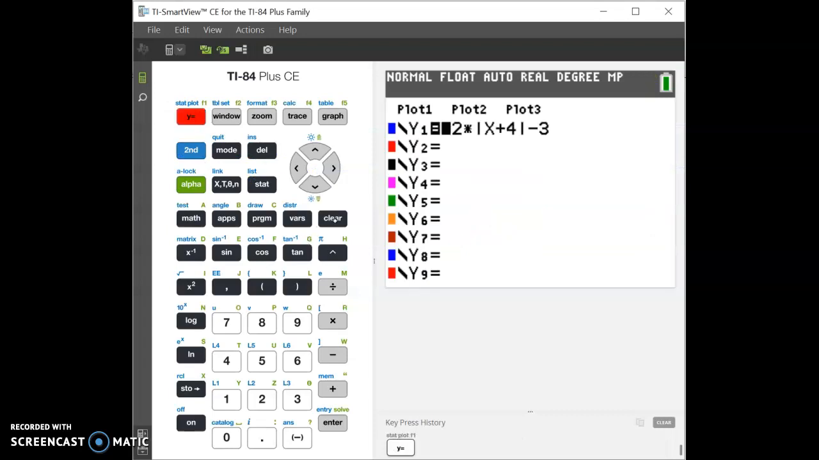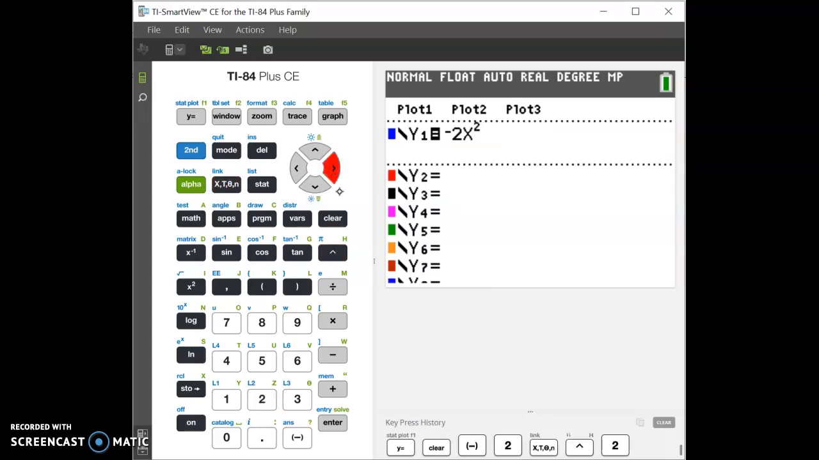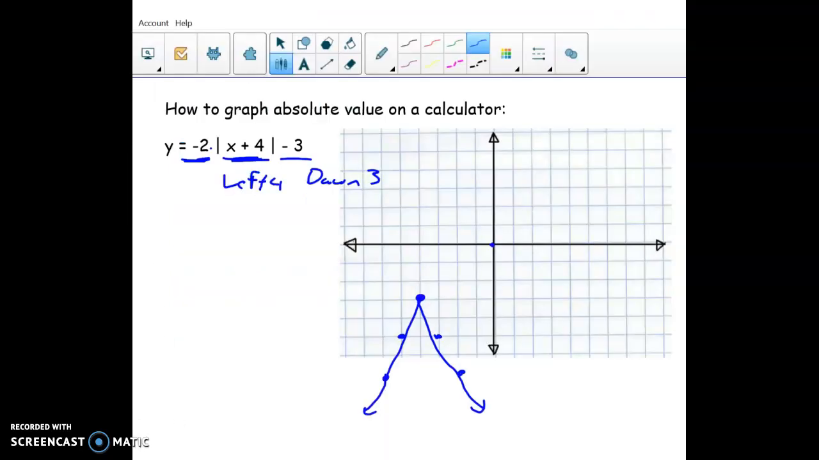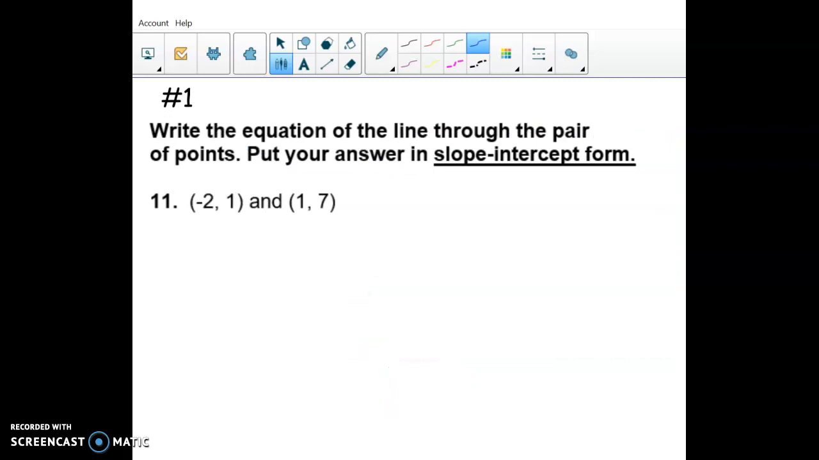If you go in here and need to graph one like negative 2x squared, you can just hit this little hat thing and get the square. And that should be the parabola shape flipped upside down and then stretched. So the calculator is kind of a good way to verify your work. All right, we'll keep plugging along here.